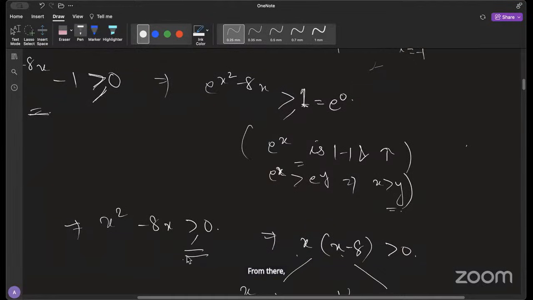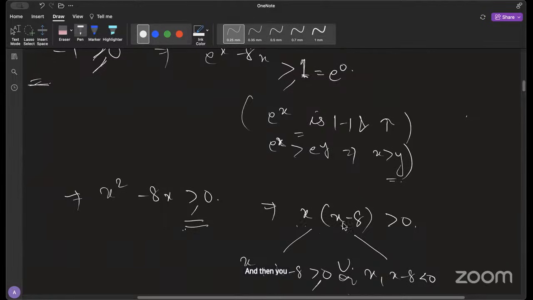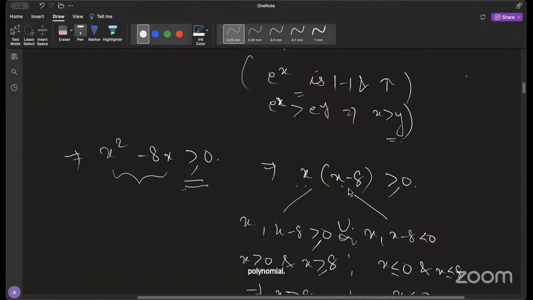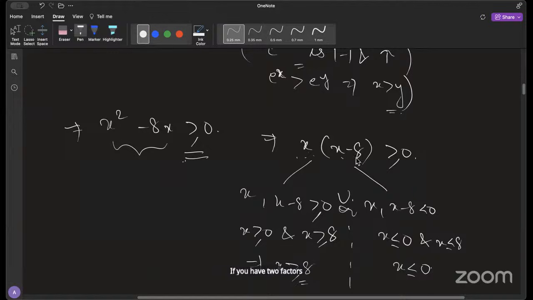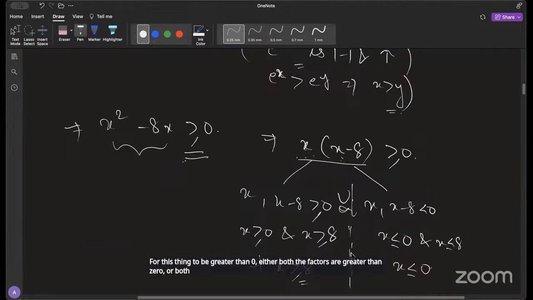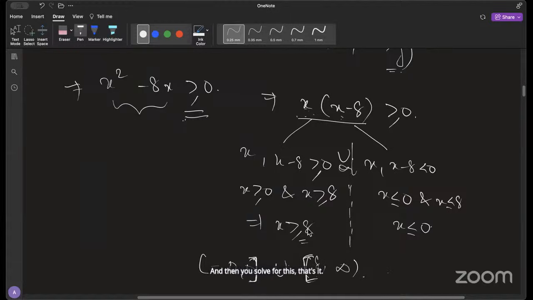From there you come to this point, and then you just solve these things. x and x minus 8, you factorize this polynomial, and then you test where this entire thing is greater than 0. So if you have two factors, either both of your factors are greater than 0 or both of your factors are less than 0, right? These are two cases. For this thing to be greater than 0, either both the factors are greater than 0 or both are less than 0, and then you solve for this, that's it. You want x and x minus 8 both to be greater than 0. That's what we've done here. x greater than or equal to 0 and x greater than or equal to 8. Yes, ma'am. That's the calculation part, it's okay, ma'am. Thank you. Okay.